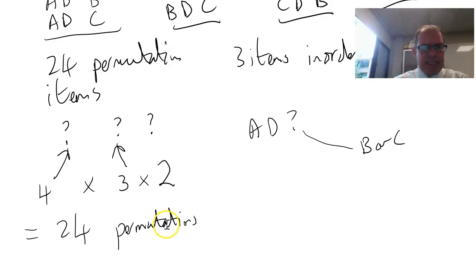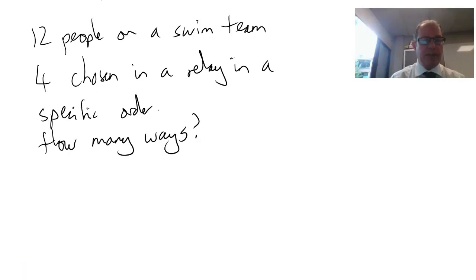Let's do another example. Okay, so we've got 12 people on a swimming team, and you choose 4 in a relay, and obviously in a swim team they go in a specific order. You choose carefully who's first, second, third, and fourth, depending on your strength of your swimmers, etc. So how many ways? So the first thing to realize is it's a subset. We're choosing 4 out of 12. So it's not arranging 12 items in a line. So we're choosing 4 from 12.